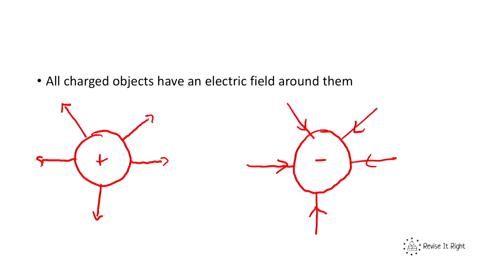So remember that all charged objects have an electric field around them. To display this, we can use electric field lines. They point away from a positively charged object and they point towards a negatively charged object. Now the closer to the object you get, the stronger the field is. So for example, if we were to place an object here, that would feel a much stronger electric field force than if we were to place an object here because it's closer. So the closer to the object you get, the stronger the field is, and the further you are away from it, the weaker the field is.